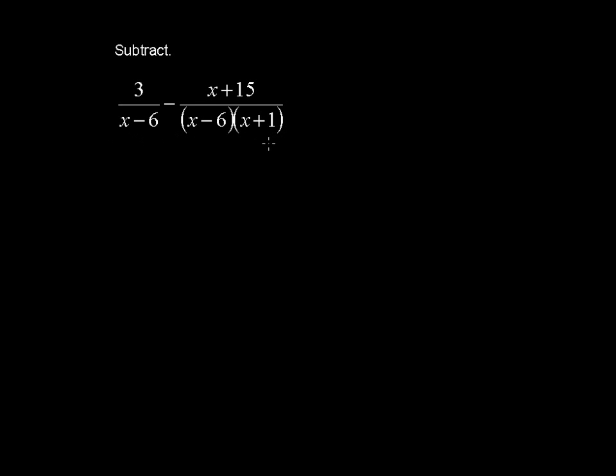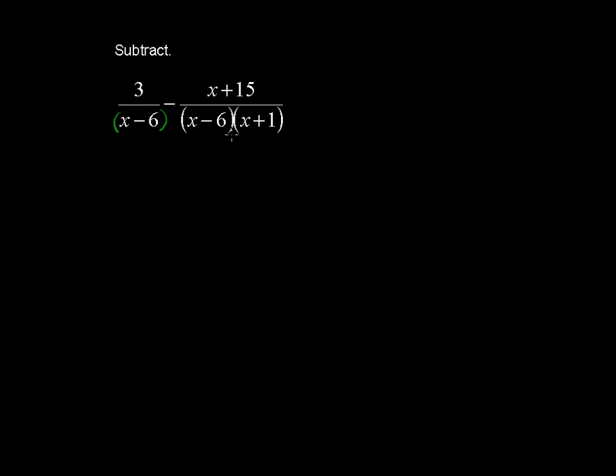Well, in order to get a common denominator, the first step with rational expressions is to factor each of the denominators. It's already done for us here. You have x minus 6 times the quantity x plus 1 in the second rational expression, and this first one is x minus 6. You can't factor that anymore.